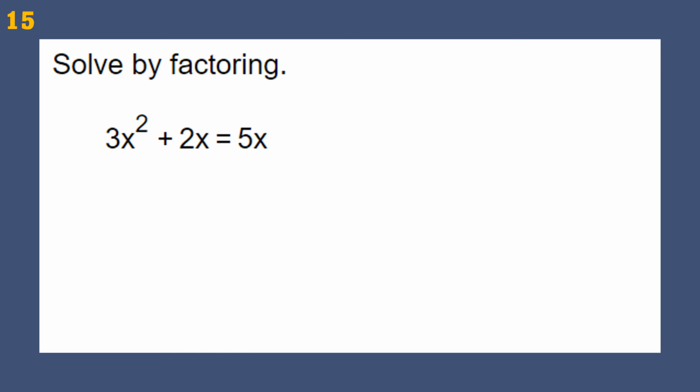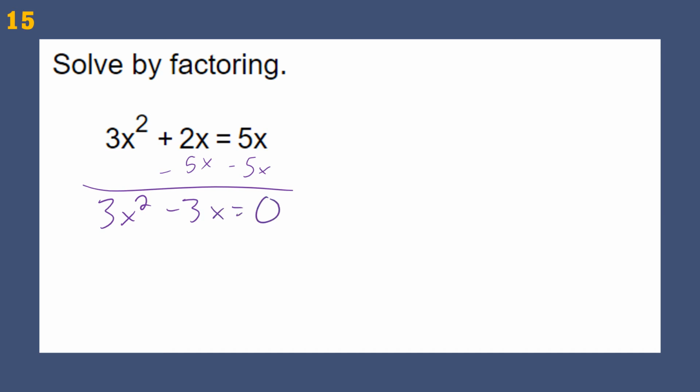Solved by factoring, this is a quadratic. There's an exponent, but the first thing I need to do if I'm going to solve by factoring is get it all equal to 0. So I'm going to subtract 5x from both sides, and I get 3x squared minus 3x equals 0.